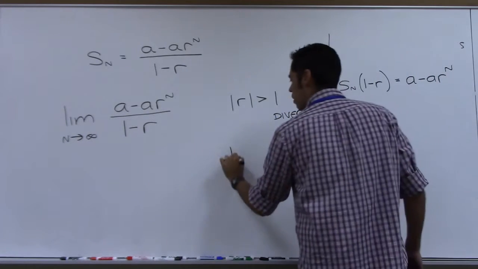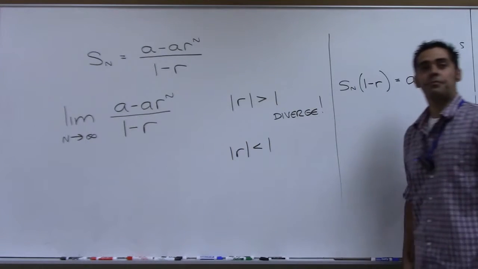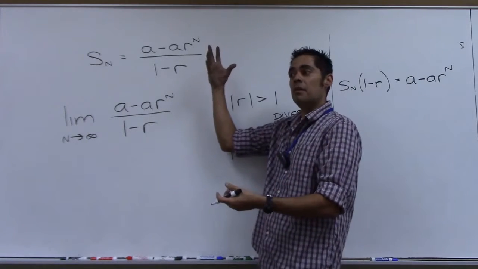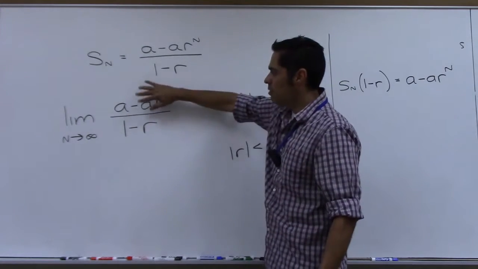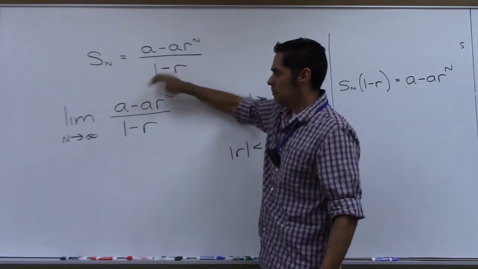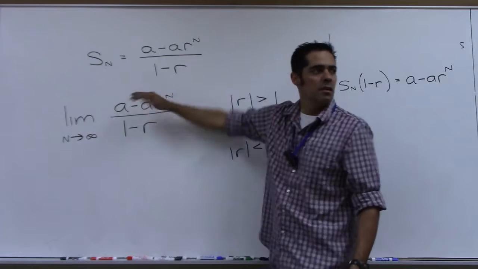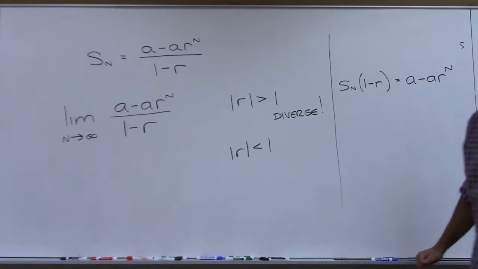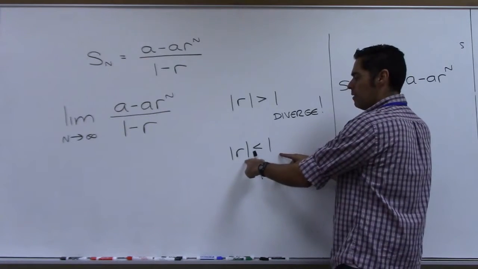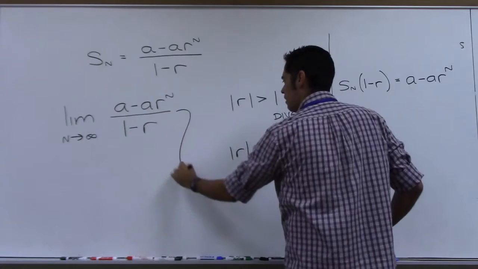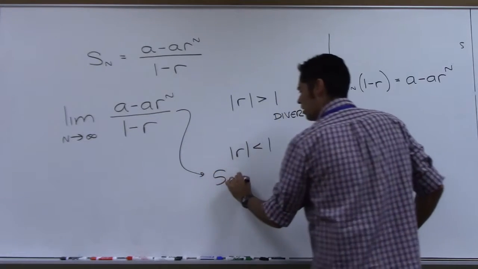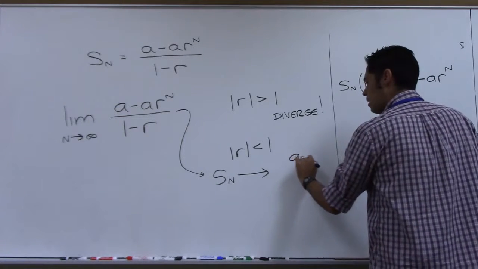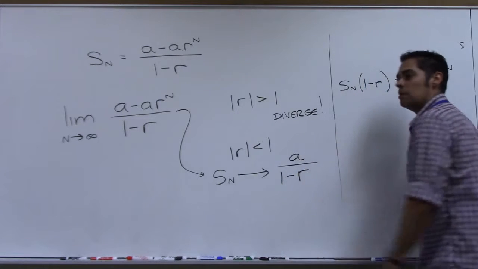But what if the absolute value of r is less than 1? What happens to a number between 0 and 1 when you raise it to a bigger and bigger power? It goes to 0. If that goes to 0, then what does this become? That's 0. So all that's left is a over 1 minus r. So if the absolute value of r is less than 1, then this sum, S sub n, converges to, remember me using that arrow? Converges to what? a over 1 minus r.